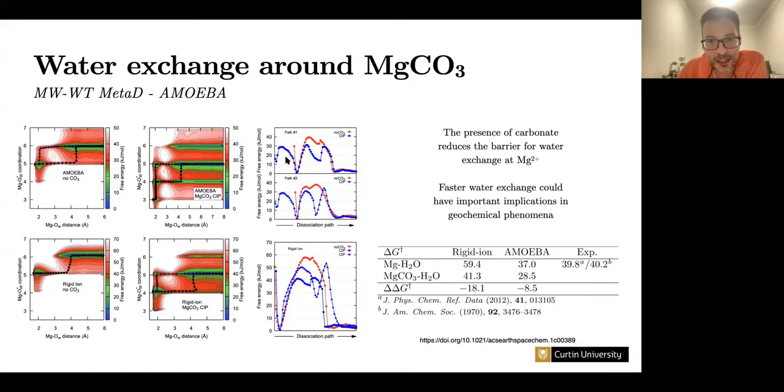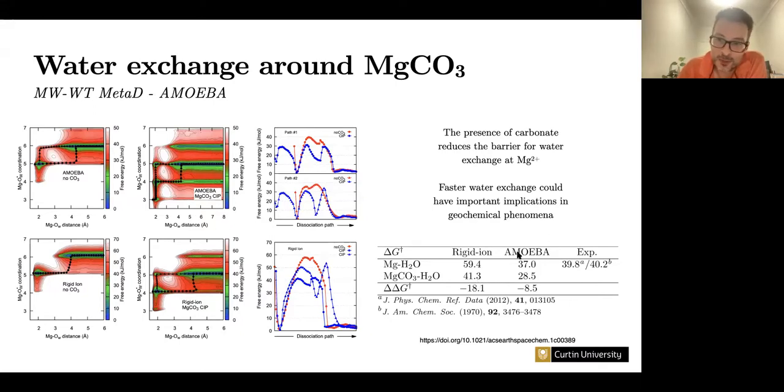However, this is not particularly key for the barrier, because the barrier will be the same in all regards. So we can see that the barrier when the magnesium is in contact with the carbonate decreases by about 8.5 kilojoules per mole according to the AMOEBA force field, or even more, by about 18, for the rigid ion force field. This would suggest that the water exchange rate will increase by at least a factor of 50, or by a factor of 2000 if the rigid ion force field was giving a better prediction.